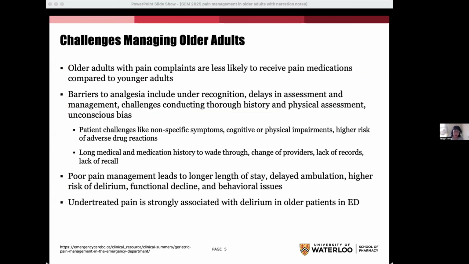So some key principles in terms of managing pain in older adults. As you can understand, many challenges exist with this group. You're probably familiar with many of these already. With pain in older adults, one thing is the presentation can be very non-specific and it can get underdiagnosed or misdiagnosed. They may have concurrent physical or cognitive impairments and communication challenges that make it very difficult to assess and treat them properly. They often have a long and complex medical and medication history to wade through.